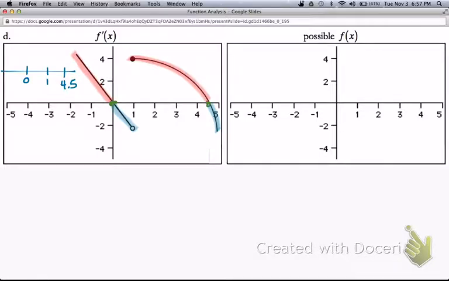So for my signs, to the left of 0 it's positive, to the right of 0 it's negative, to the right of 1 it's positive again, and to the right of 4.5 it's negative again. So I go from positive to negative to positive to negative. So my original function goes from increasing to decreasing to increasing to decreasing. So it goes up, then down, then up, then down.